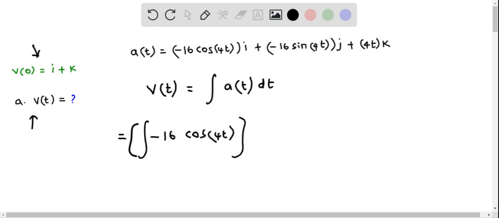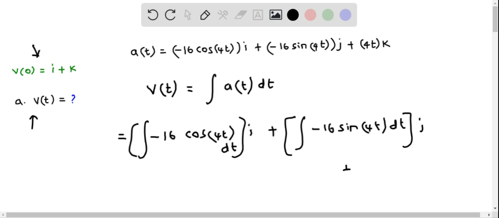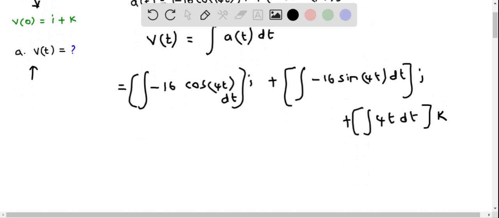and this is for the i component, plus the integral of the j component, that is negative 16 times sine of 4t dt. I forgot to put the dt here. And this is for the j component. And finally, the integral of the k component, that is the integral of 4t dt, and this is for the k component. So now let's start to integrate each of the terms.